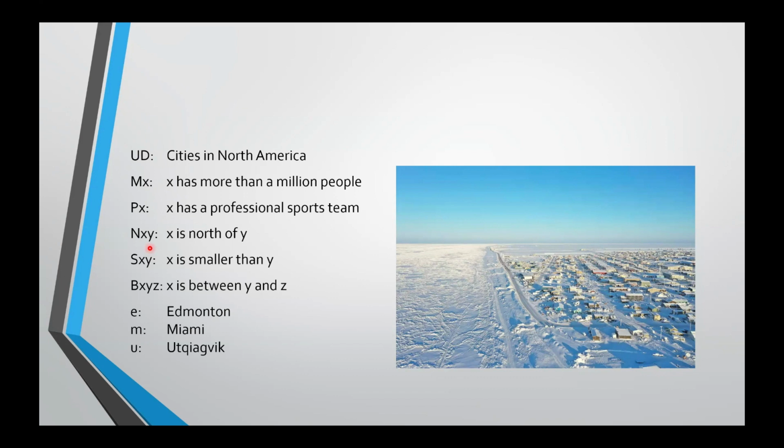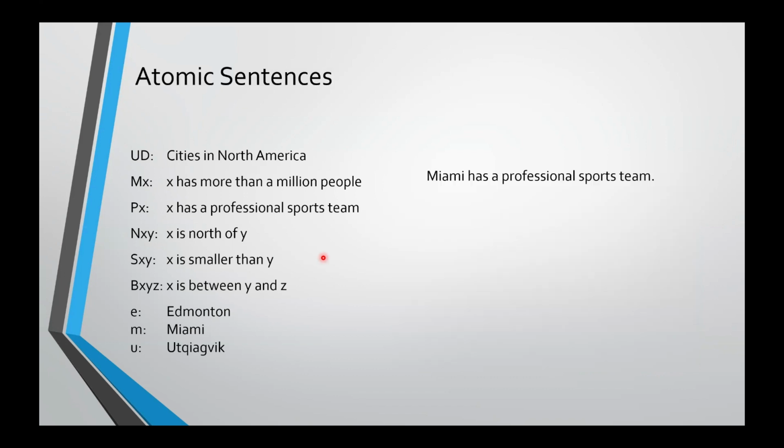So we're now in a position to symbolize some simple sentences, which are called atomic sentences, because they consist only of predicates and individual constants. So we'll start with Miami has a professional sports team. You have here this individual constant, Miami, which is M, and a predicate, has a professional sports team, that's P, so it's just going to be PM.